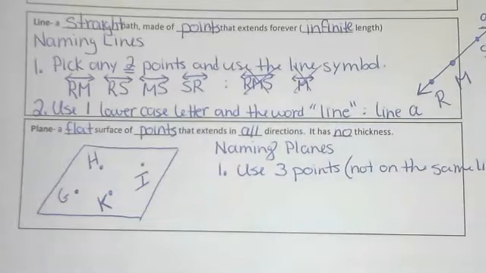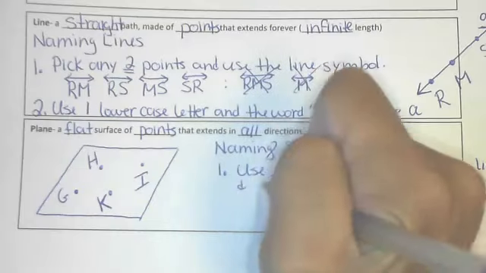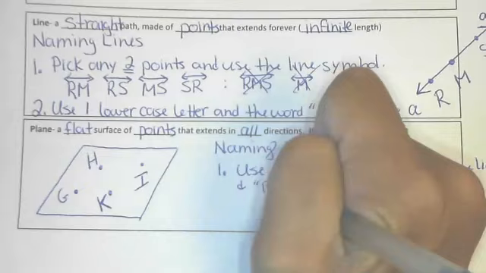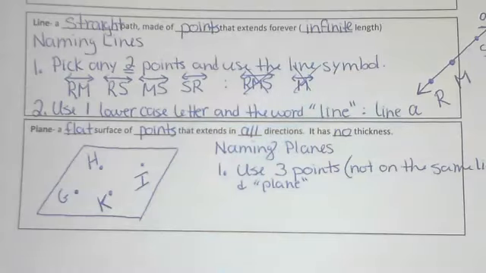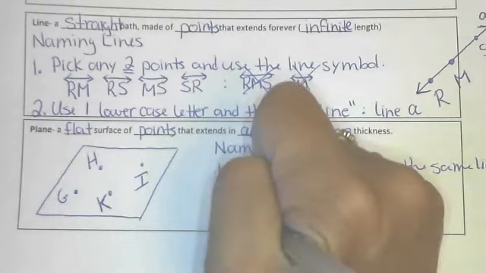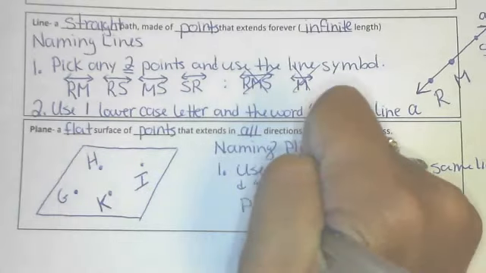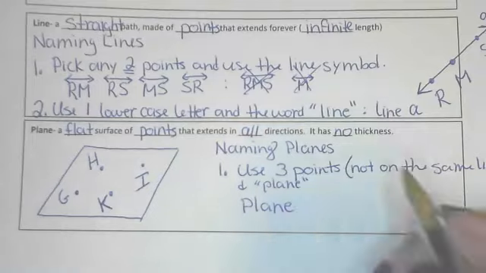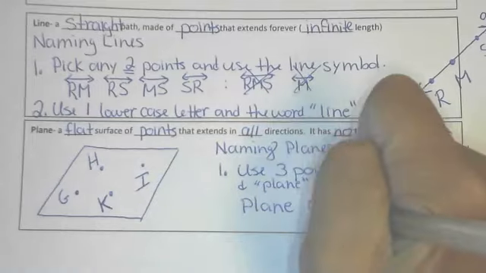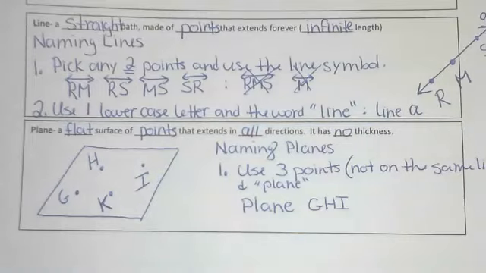And then the word plane. We don't have a symbol for it. So one way I could name that plane would be plane, and I just got to pick three points because nothing's on the same line, so GHI. No separation with commas.